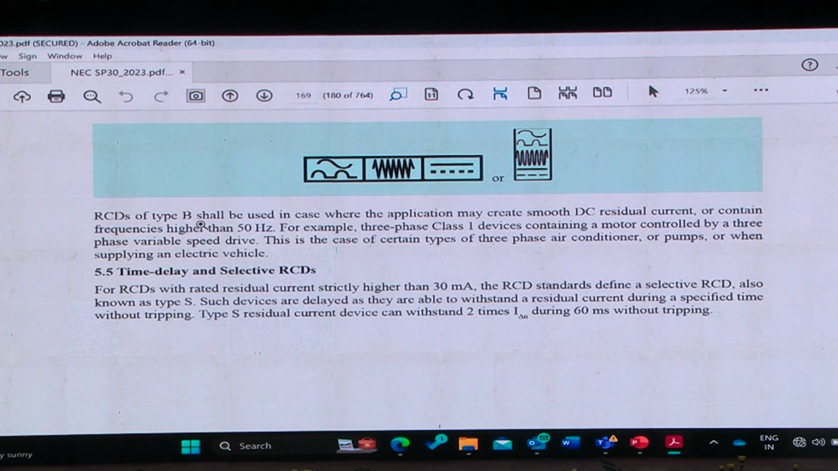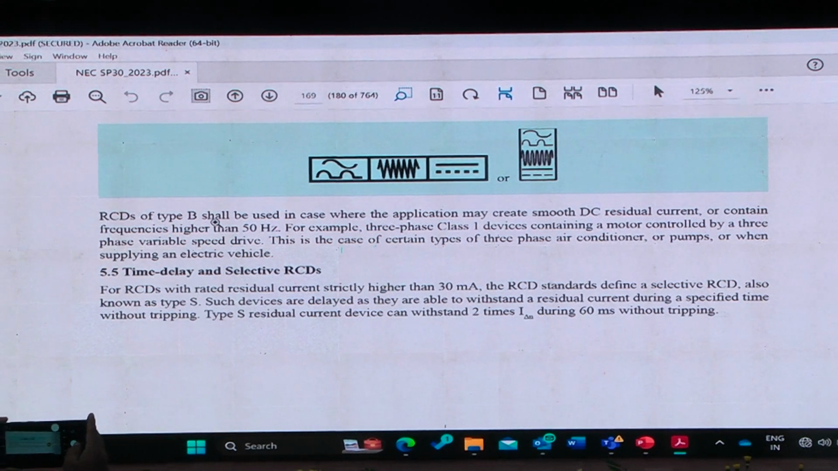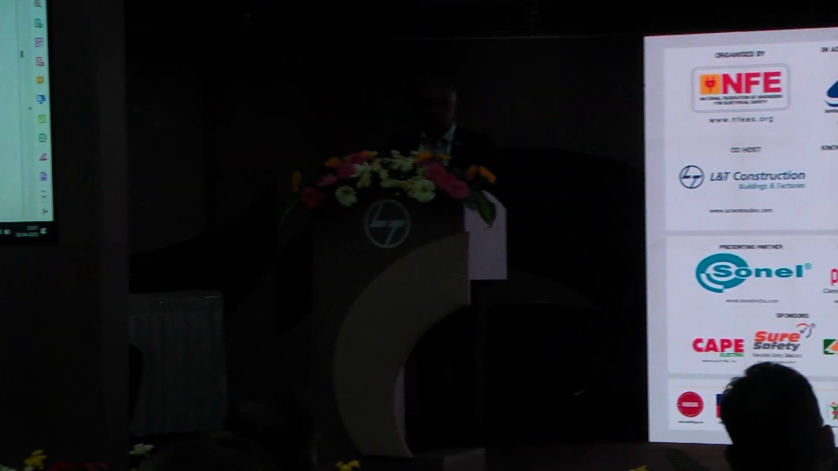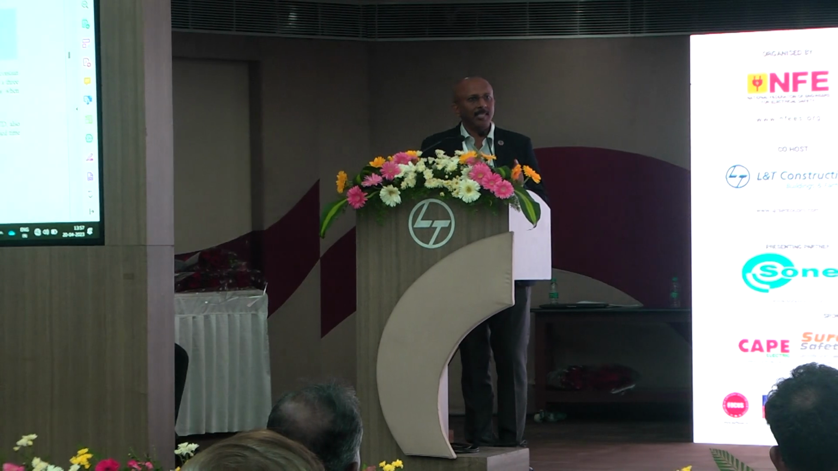Please have a look at the word shall. RCDs of type B shall is mandatory. But before writing shall here, we had a big discussion, because if the product is not available, how can you write shall? Then finally the committee decided that whether the product is available in India or not is none of our business. Our business is to write a code which makes the installation safe. Whether to supply or not is none of our business. It is between the supplier and the user.